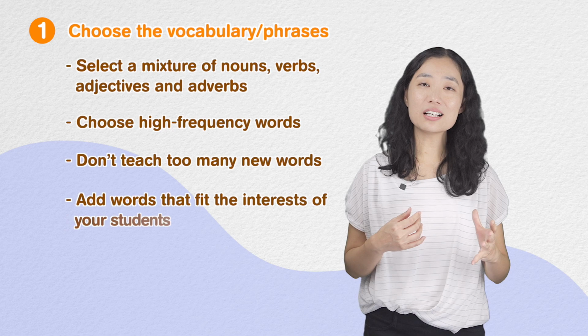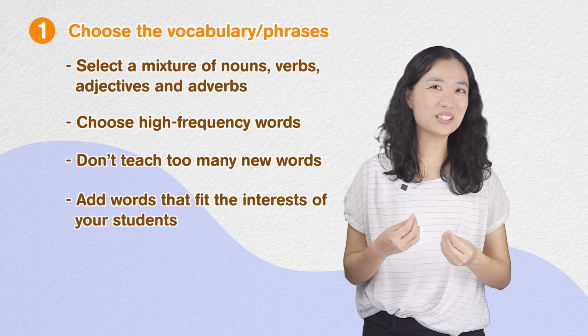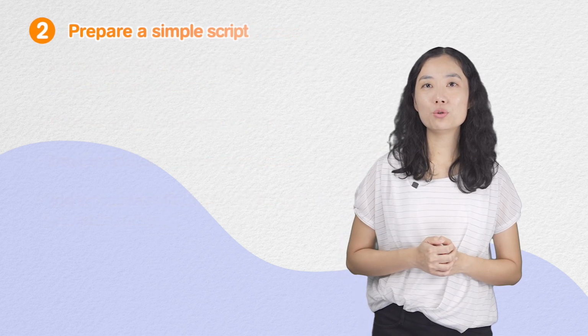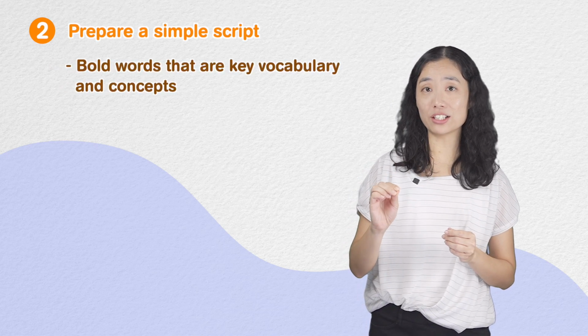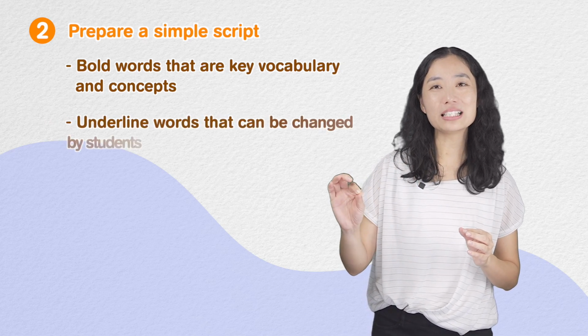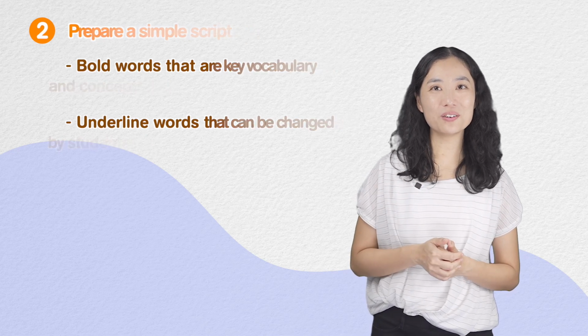Also, try to think about the ways your students would usually speak and add in words that would be interesting to them. For your second step, you can prepare a simple script for yourself. This can just be a script outline where you bold the words that you're trying to teach your students and won't change, and then underline places where your students can contribute in the story and change it as we go.